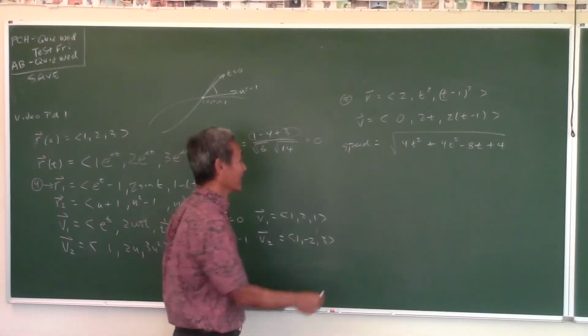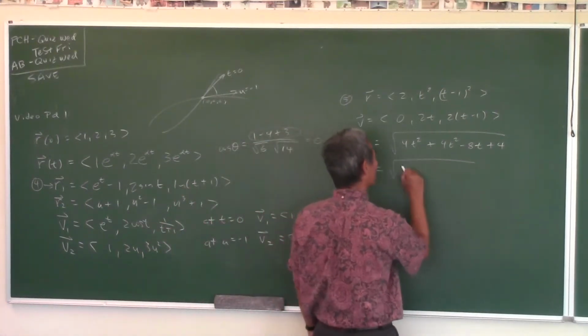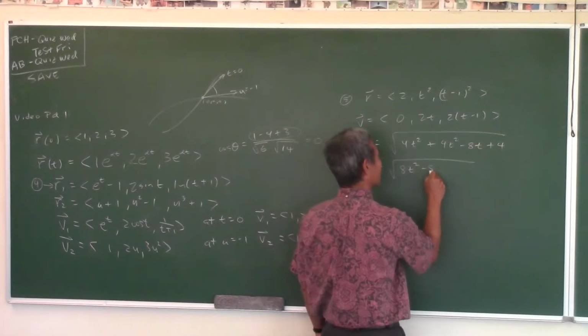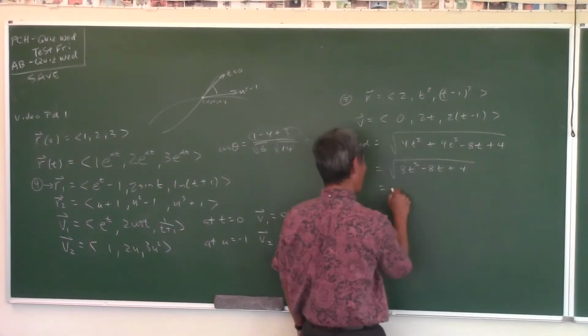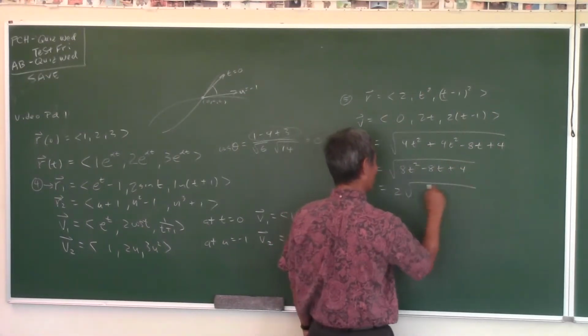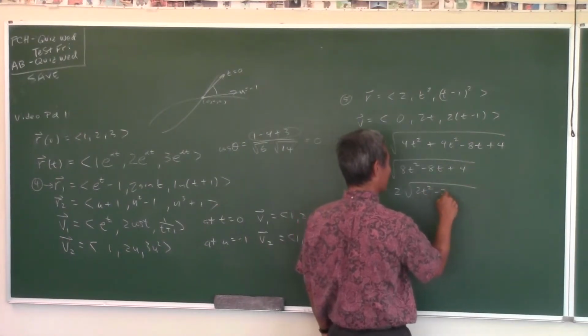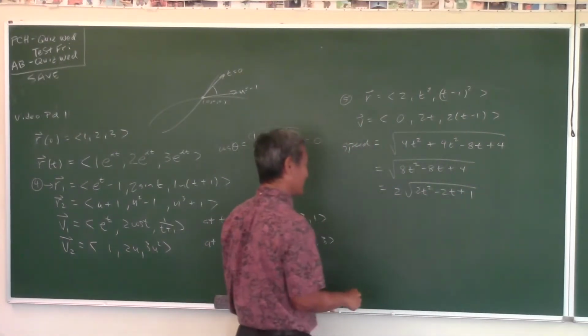Did I do that correctly? Okay, so that simplifies to the square root of 8t squared minus 8t plus 4. Let's factor out a 4. And so you get 2t squared minus 2t plus 1.